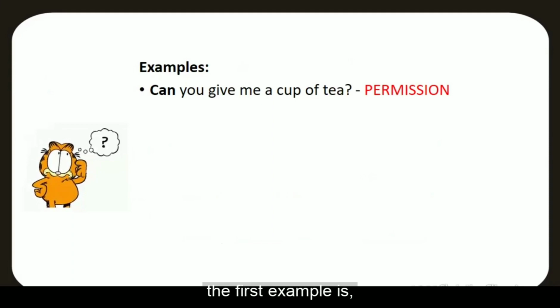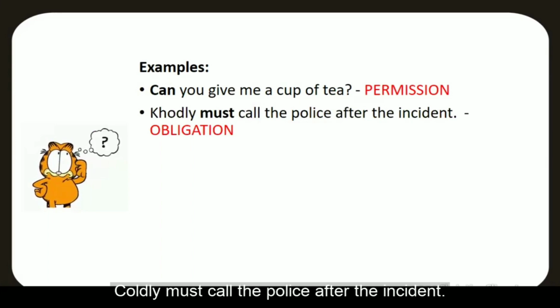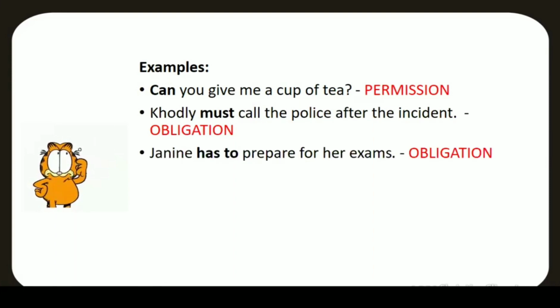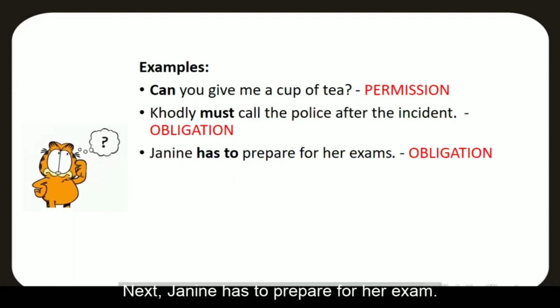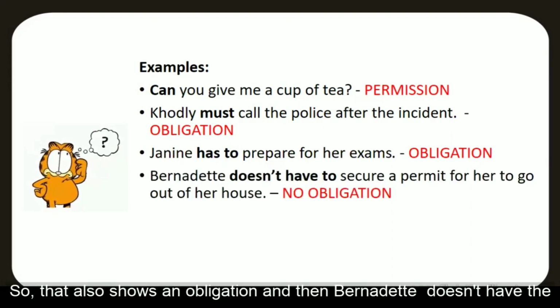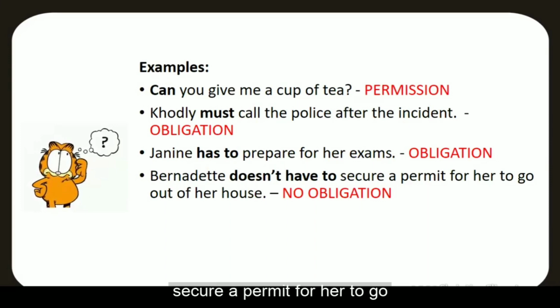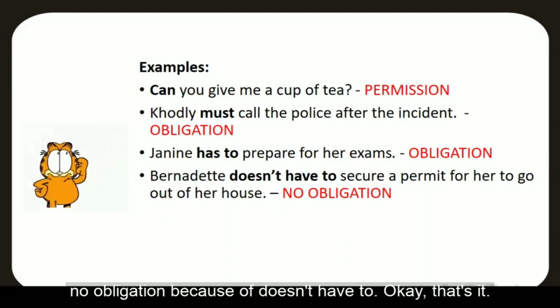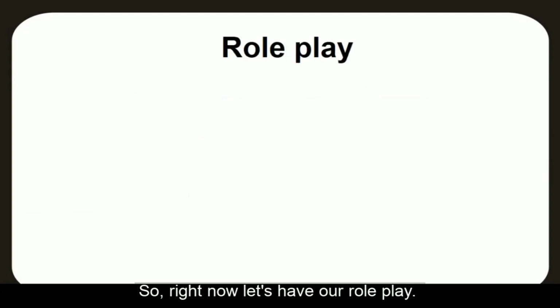So the first example is, can you give me a cup of tea? That one can express permission. Next one, Coatley must call the police after the incident. That shows an obligation. Next, Janine has to prepare for her exam. That also shows an obligation. And then Bernadette doesn't have to secure a permit for her to go out of her house. That expresses no obligation because of doesn't have to. Okay, that's it. So right now, let's have our role play.